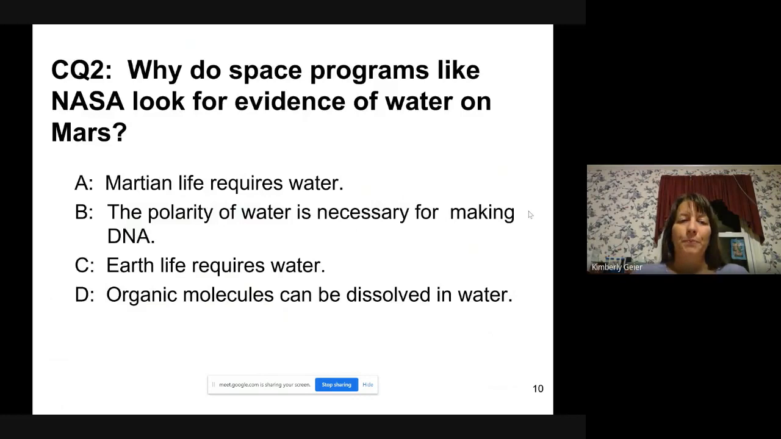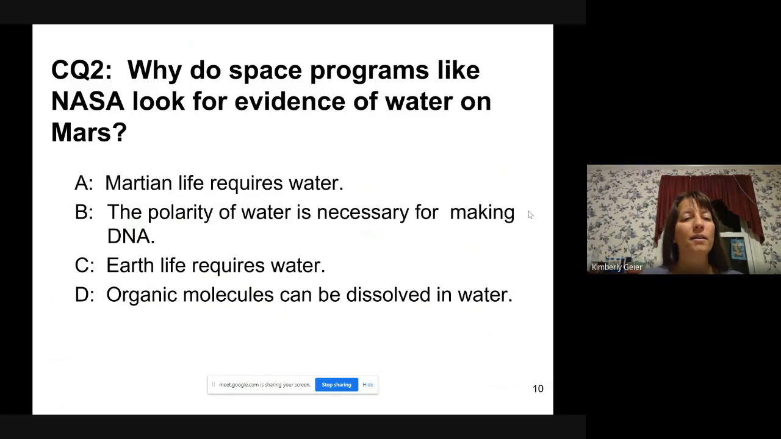But here's another question. Why do space programs like NASA look for evidence of water on Mars? It's a big thing. They have been looking for evidence, and they've actually found evidence of water on Mars, and it made big news. There was some recent news that one of the dwarf planets in the asteroid belt has some evidence that it has a sort of briny water that's liquid under its surface. So that's big news. Why?